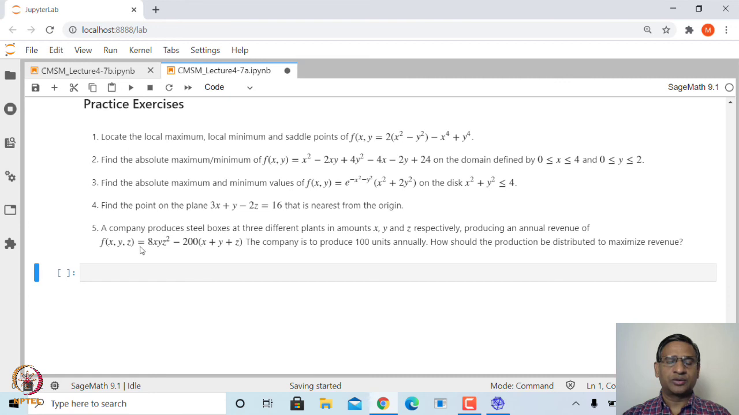You need to find the partial derivatives with respect to all 3 variables x, y, z, find the critical points, and then check whether the Hessian is positive definite or negative definite in order to classify.